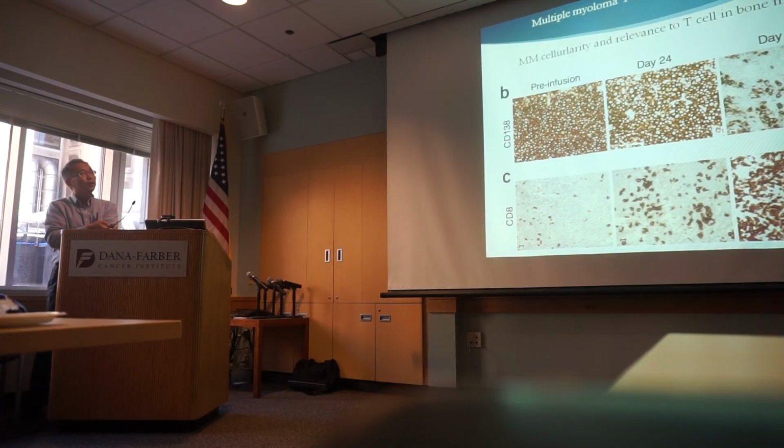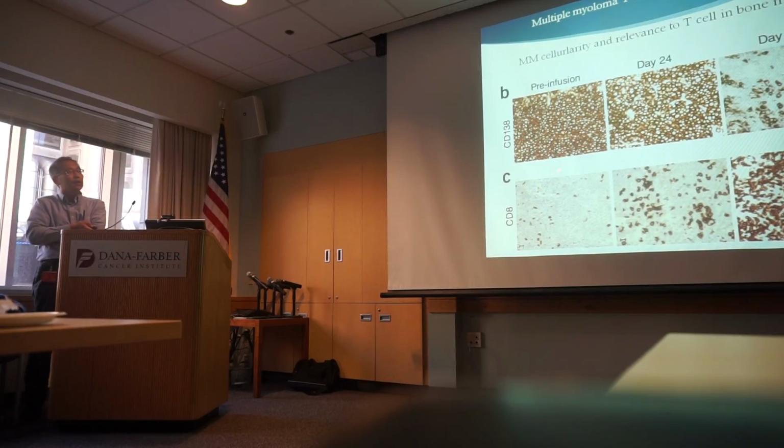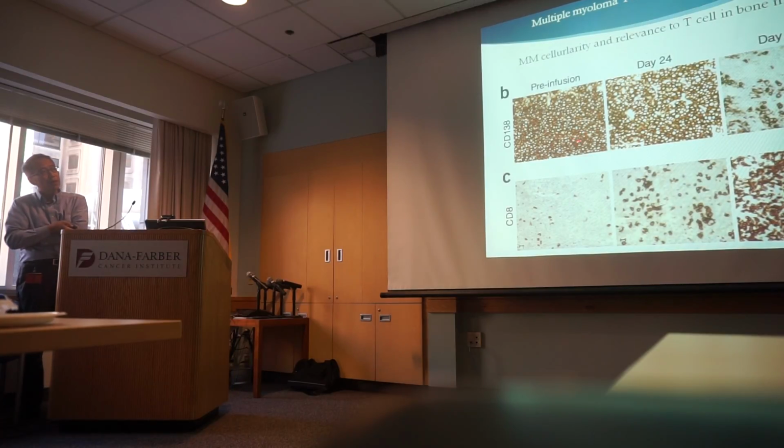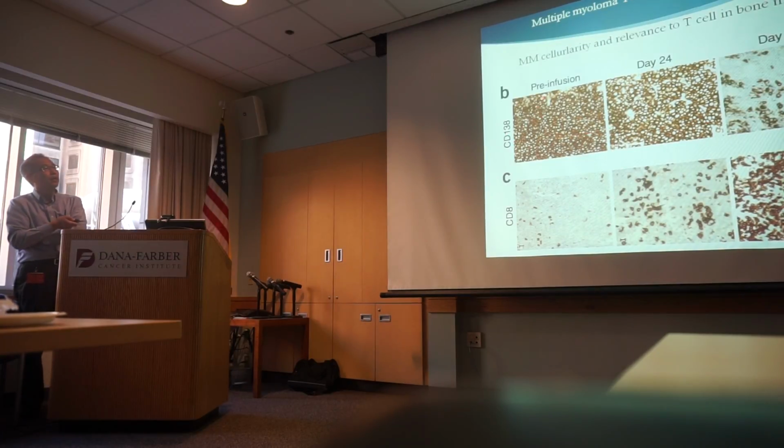You can see for the multiple myeloma leukemia patient, if you have a biopsy, the finding in the biopsy is probably more predictable. For example, for this patient, you can see pre-infusion, 24 days after infusion, and then 1 month after, you can see the tumor cells began to decline, and then the antigen-specific T cells began to decline. So you can see it's a very good correlation, right?